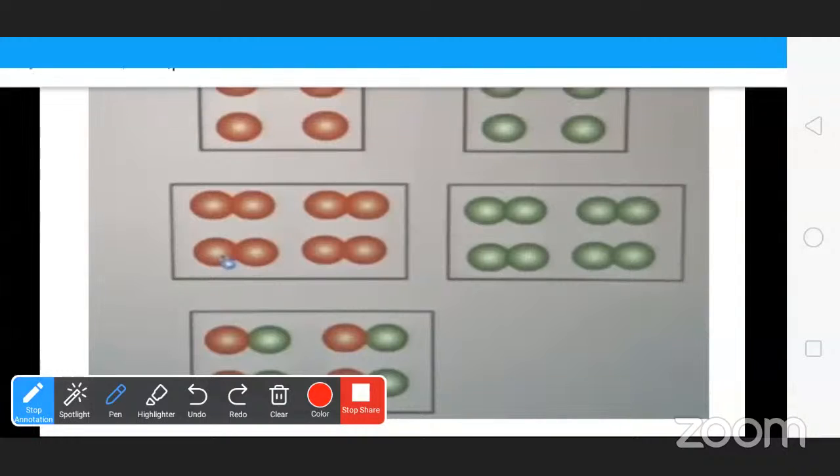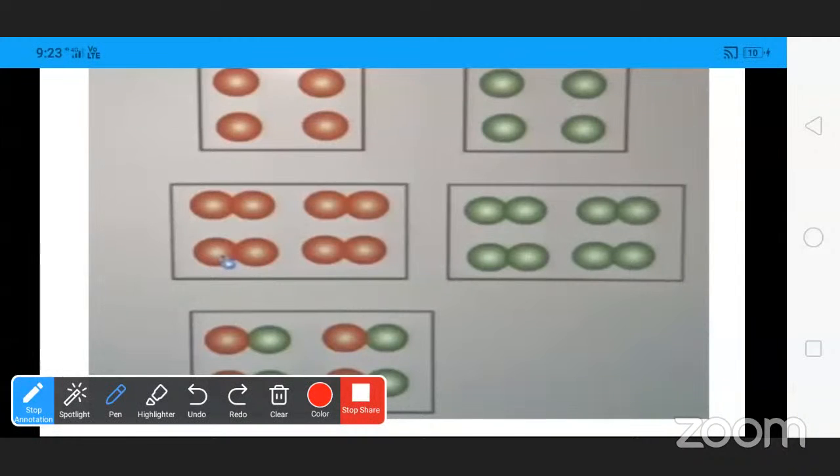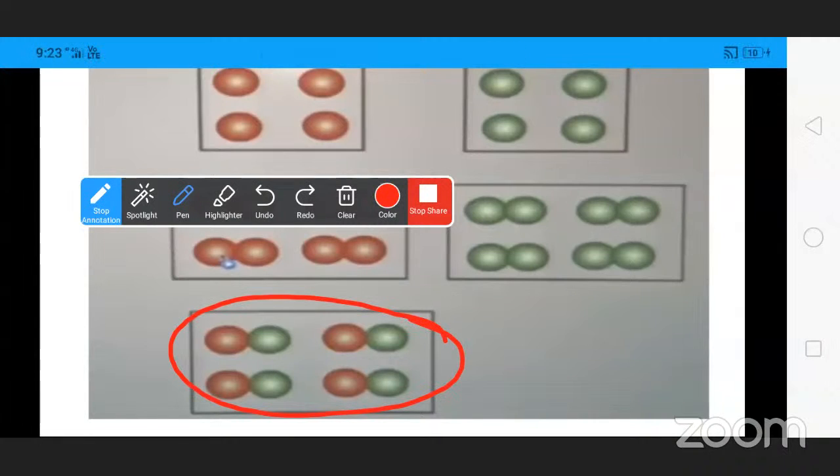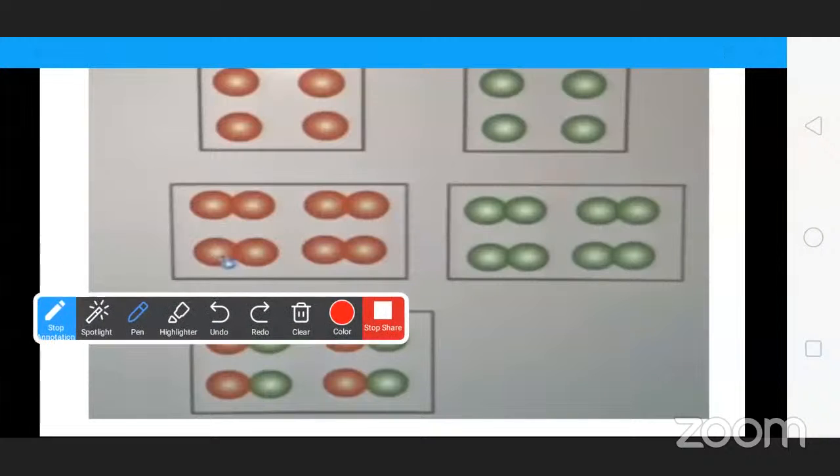If the atoms are combined like this, in this we have different atoms. One red color atom, one green color atom is combined together. This is not an element. This is known as a compound. This is also a pure substance. This is a compound.